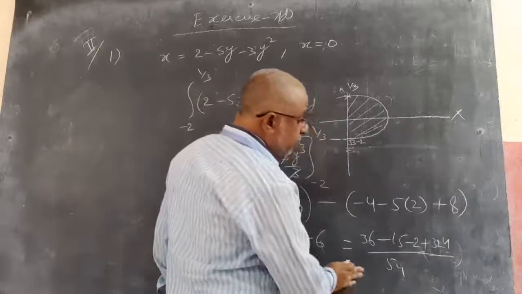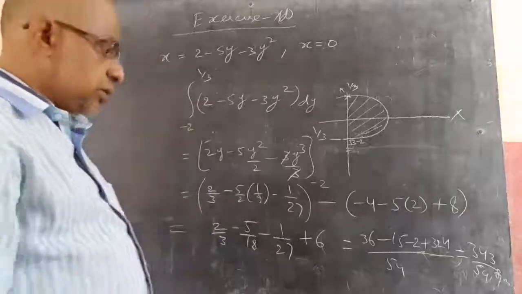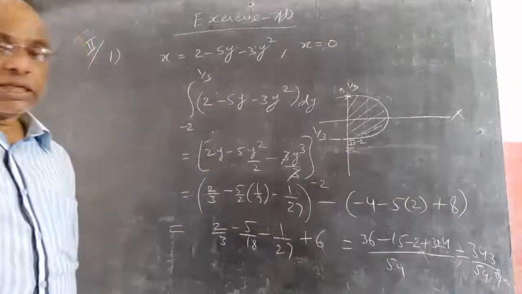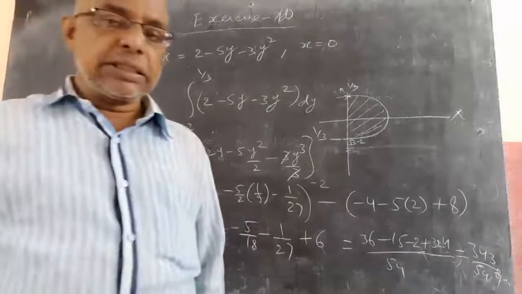So by simplifying, you get 343 by 54 square units. Like this, you can solve the parabolas.